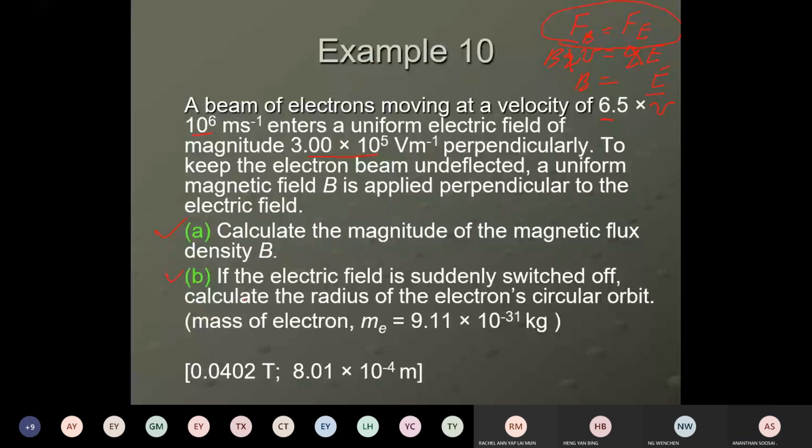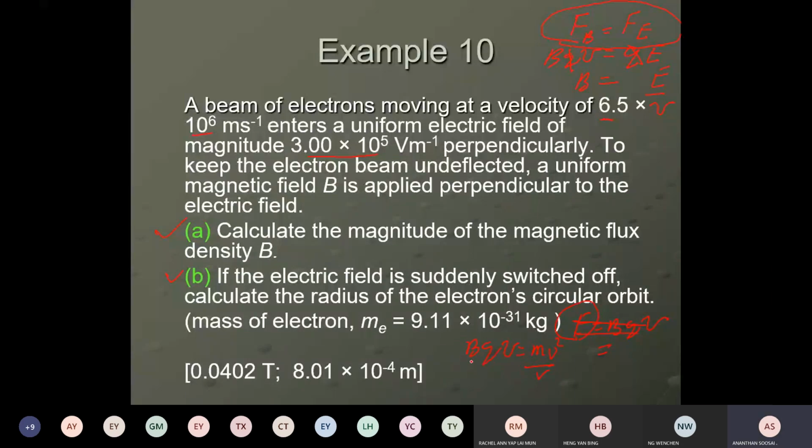Okay, B. If the electric field is suddenly switched off, calculate the radius of the electron's circular path. So this is F equals BQV. Sorry, not F. So BQV equals what? BQV equals mv squared over r. The magnetic force equals the centripetal force.